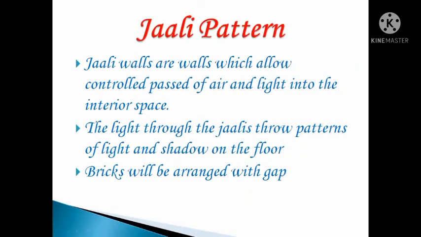Next, jolly pattern. A jolly pattern is like a window. Jolly walls are walls which allow controlled passage of air and light into the interior space, like a window. Nowadays we make windows using metals and woods. But in previous days they made windows using brick itself. So they are all called jolly patterns, jolly walls. The light through the jollies creates a pattern of light and shadow on the floor.